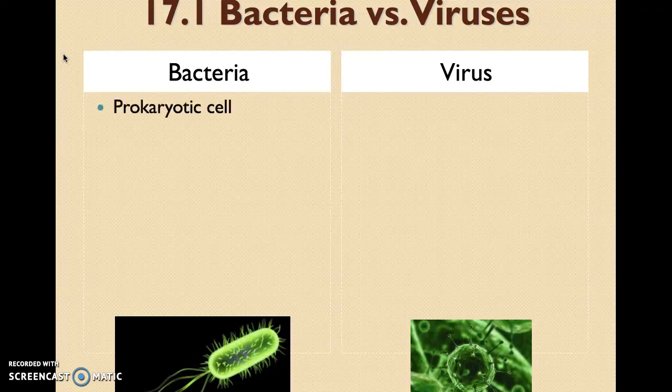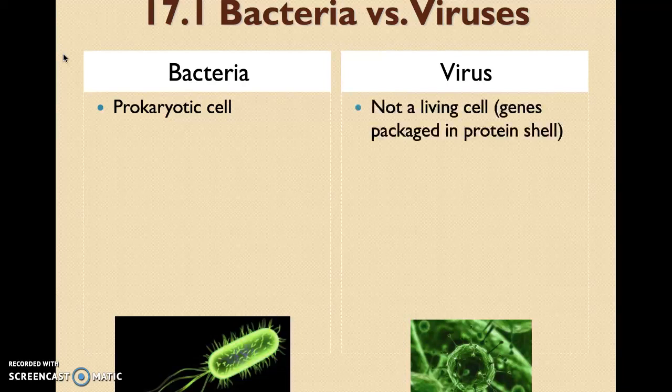So bacteria is a prokaryotic cell, a very simple cell with DNA. A virus is not considered a prokaryotic cell. It's not even considered a cell at all because it has a protein shell on the outside and genes, very simple genes, but genes inside.